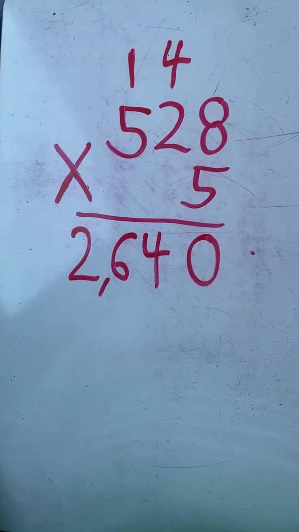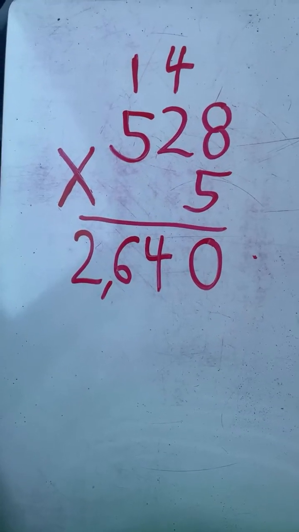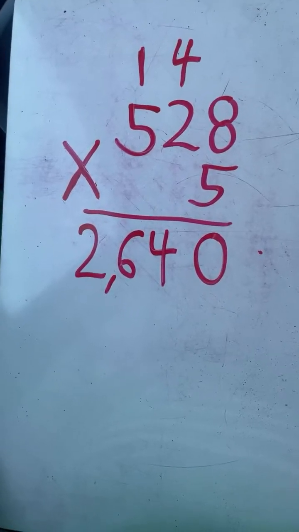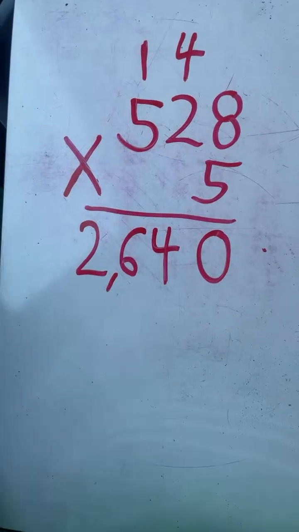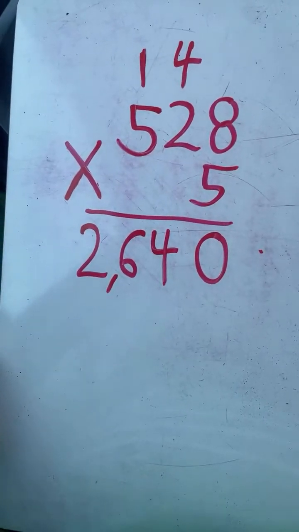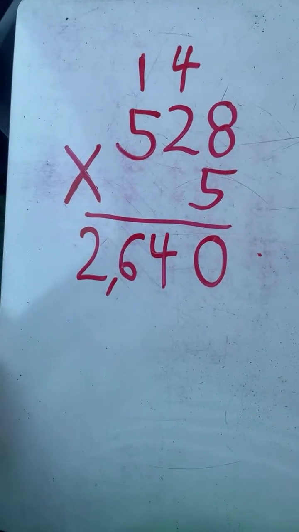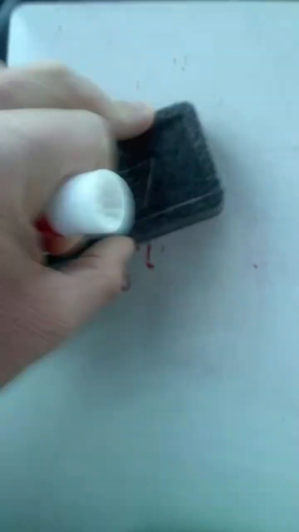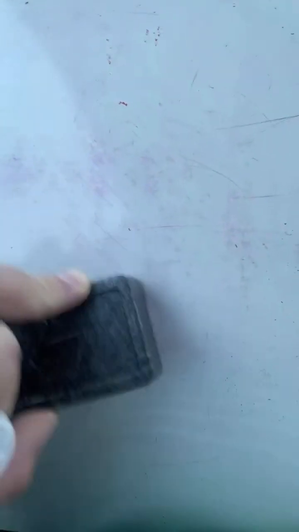And we have our final answer. 528 times 5 equals 2,640. All right, next example. 4 more to go.